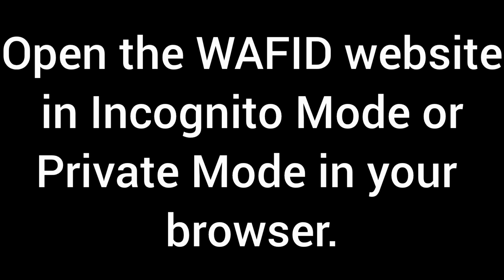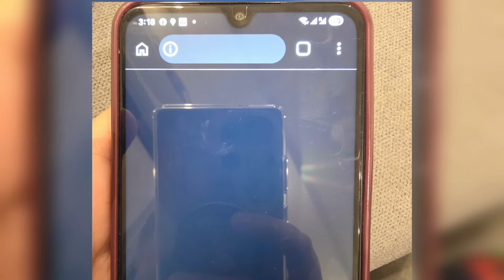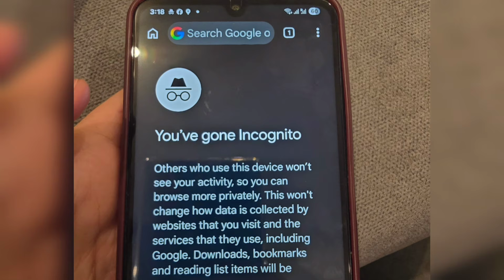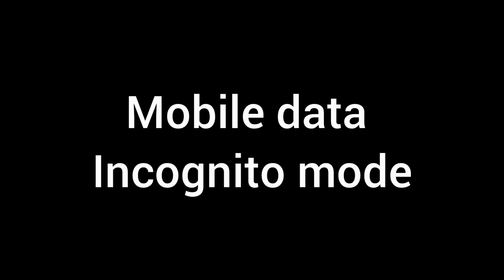Now let's talk about the solution. Open the WAFID website in incognito mode or private mode in your browser. Also make sure you are using your mobile data instead of Wi-Fi. Then fill the form again and submit it. Simply you have to open the WAFID website in incognito mode and with your mobile data, not with Wi-Fi. Then fill the form again and submit it. In most cases, this method solves the Captcha error and your appointment can be booked successfully.